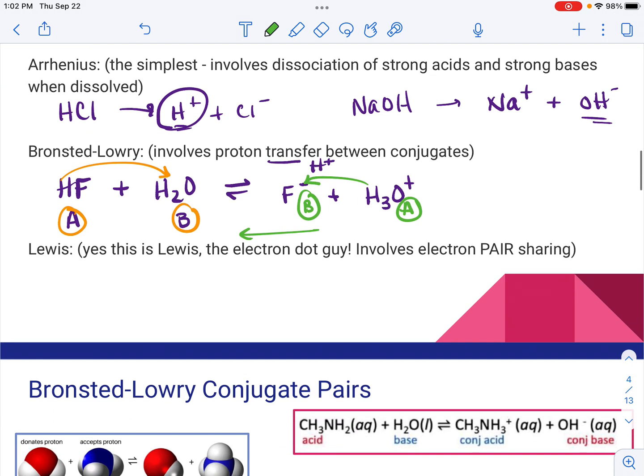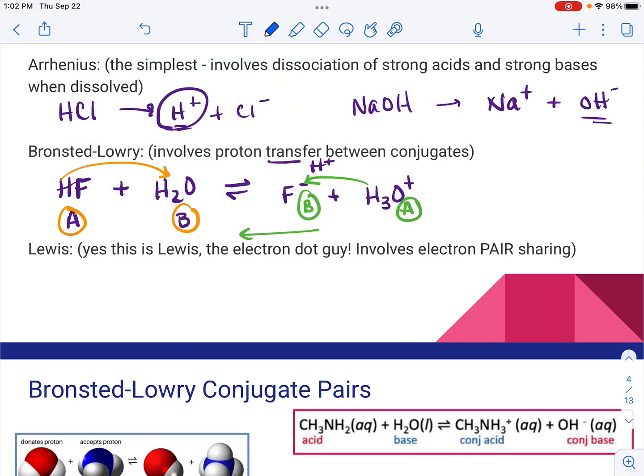Finally, there's a third definition that we hardly use in this course. It's much more common to use this in organic chemistry. In your college chemistry course, they will talk about it a little bit more, and we will revisit it again. But we also have Lewis's definition of acids and bases.